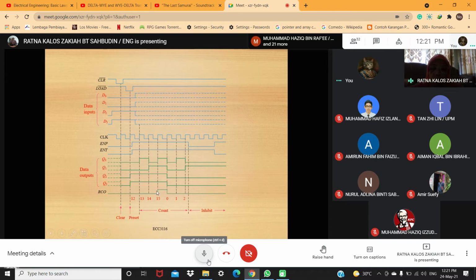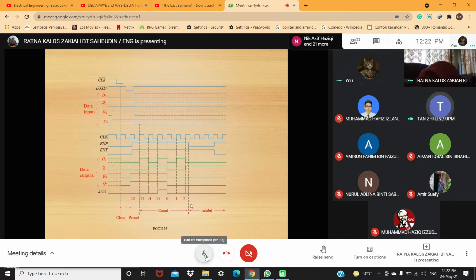So it stops only at 0, 1, 2. It's not going to the next clock here. It's supposed to count at this clock here, right? At this point. But because of the inhibit, the enable here is low before the next clock at this edge here. Can you see my cursor there? So that's why it stops. It's inhibited there.